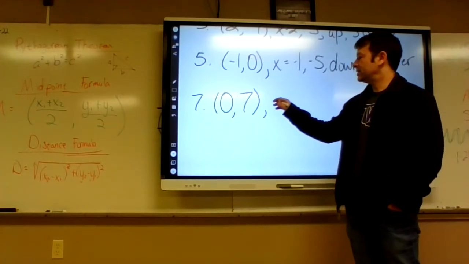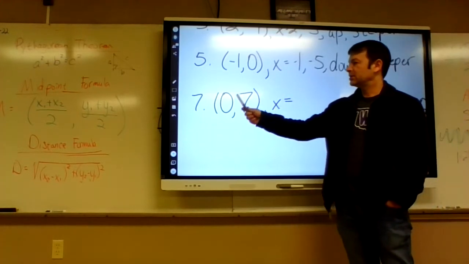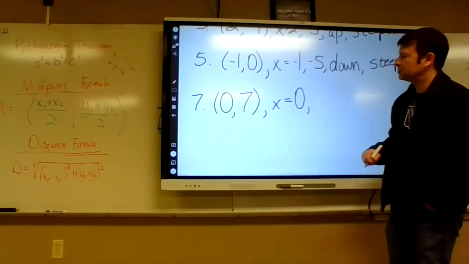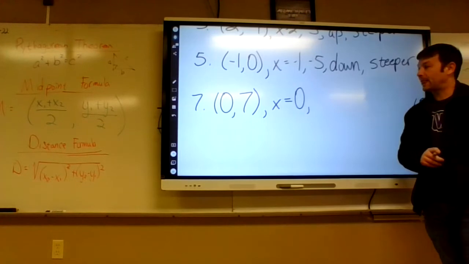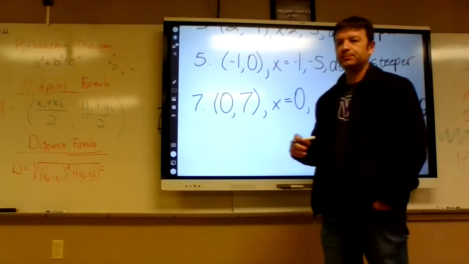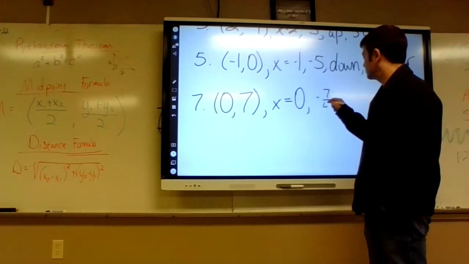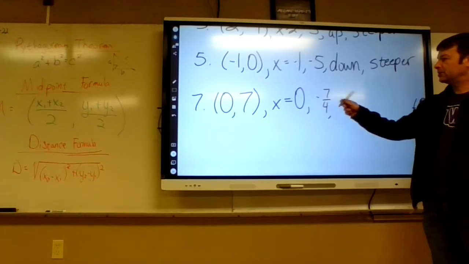What is the axis? What is the line of symmetry? X equals 0. Okay, what's the A value? Negative 7/4. Is that going to open the graph up or down? Down, because it's negative.